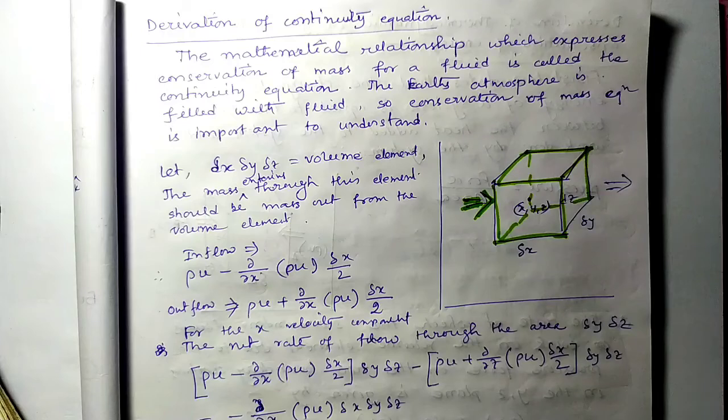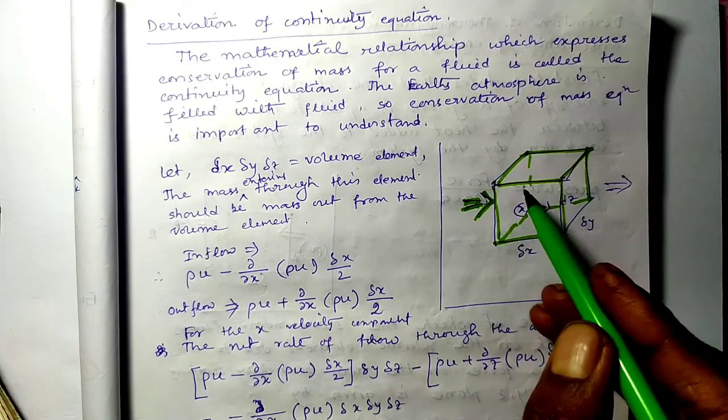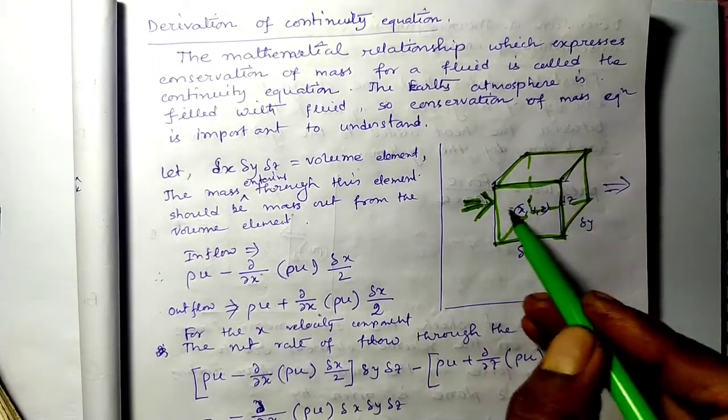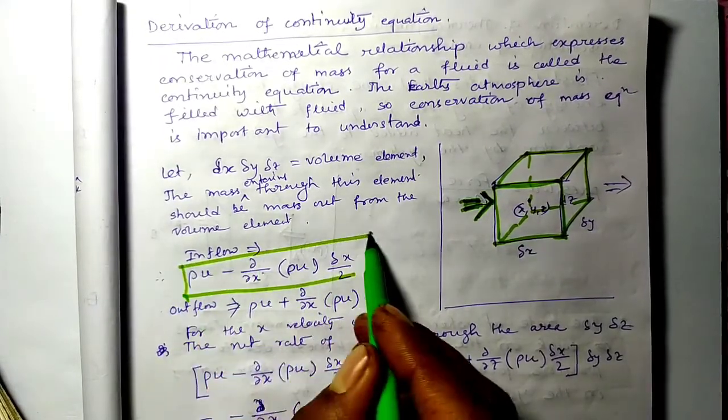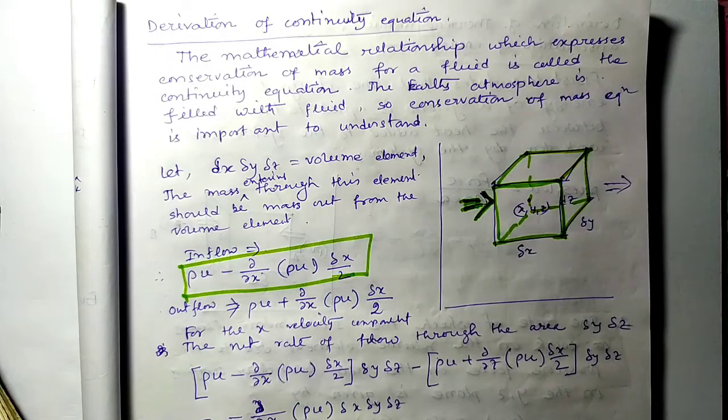For such a fixed control volume, the net rate of mass inflow through the sides must equal the rate of accumulation of mass within the volume. This is the basic assumption. So the rate of inflow of mass through the left hand face per unit area, just consider this volume element. How much mass is entering? From the left side, it is rho u minus del x of rho u times del x by 2, where rho is the density and u is the velocity component. Similarly, the outflow equals rho u plus del x of rho u times del x by 2.